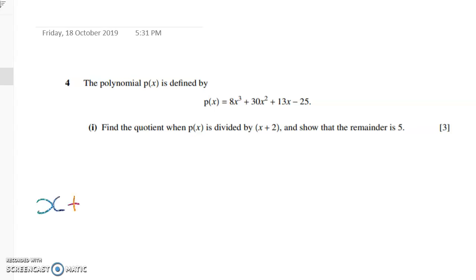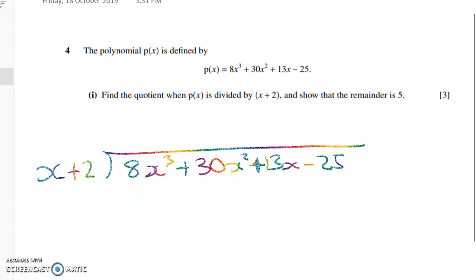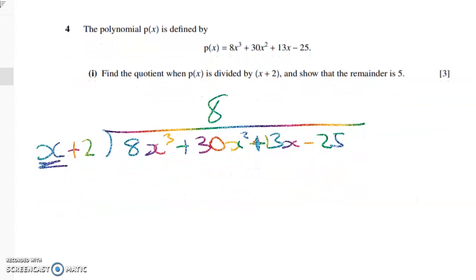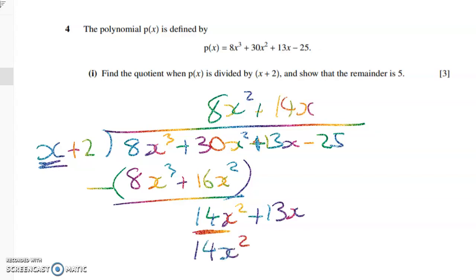So we've got x plus 2, and here we've got x cubed plus 30x squared plus 13x minus 25. Right, so we need to multiply by 8x squared. We've got 8x cubed plus 16x squared here. Now we've got 14x squared left. Bring down the 13x. We need to multiply by 14x. And here we've got 14x squared plus 28x.